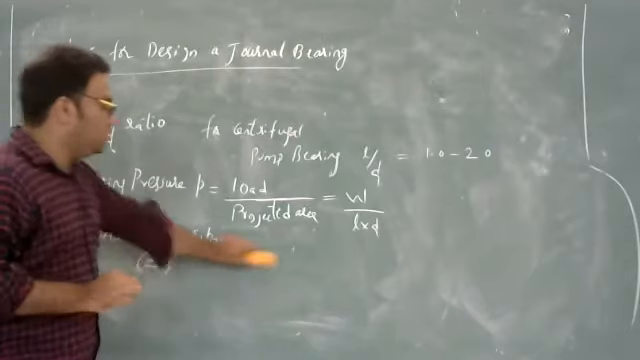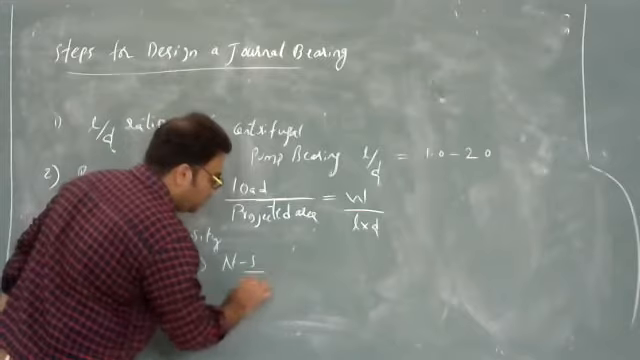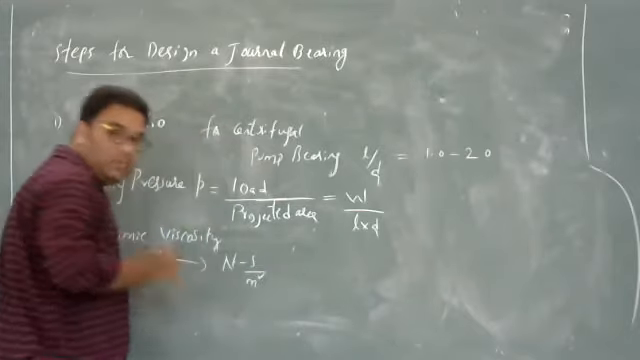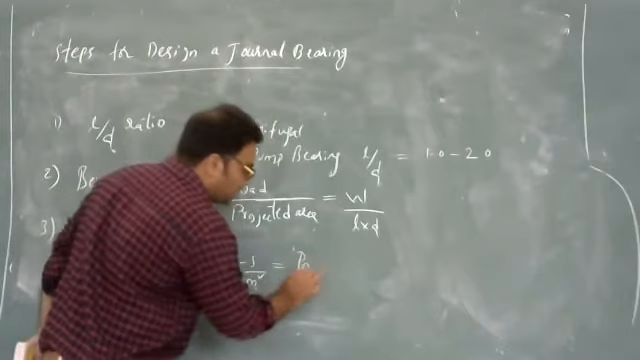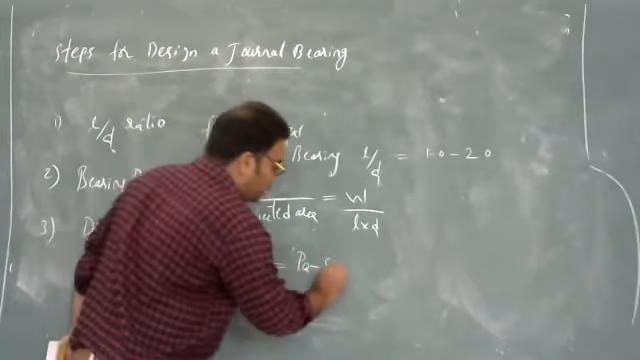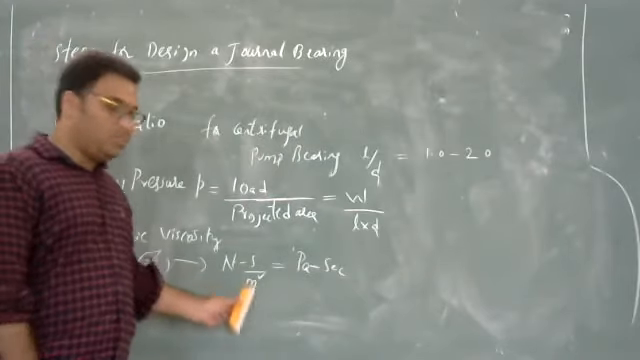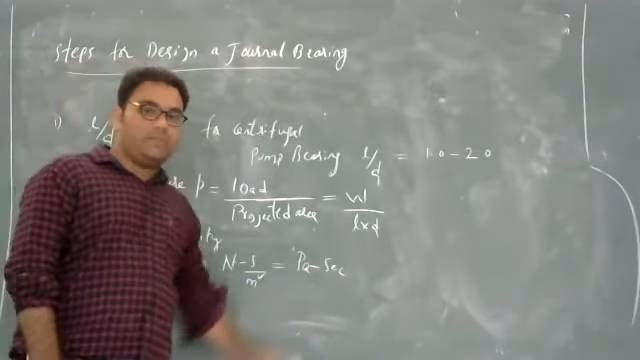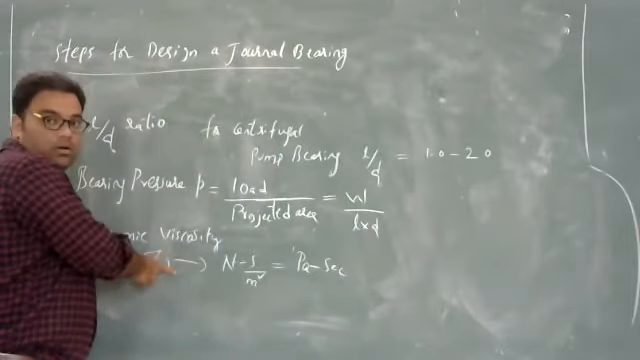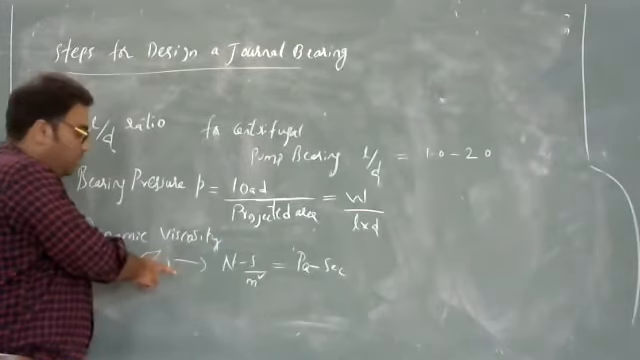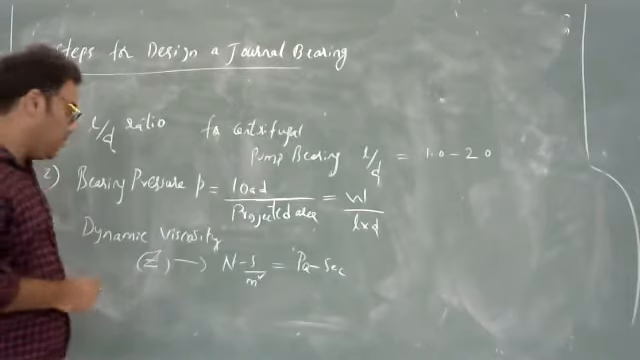So what are the units for this? The units are Newton second per meter square, or per millimeter square, depending on the situation. Newton per meter square is nothing but Pascal, so I can also write Pascal second, which is the same unit. This is also given, and it is also required while designing the journal bearing. That also plays a prominent role.